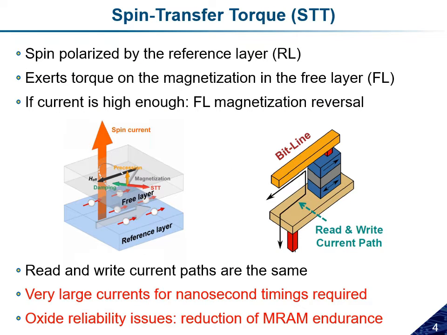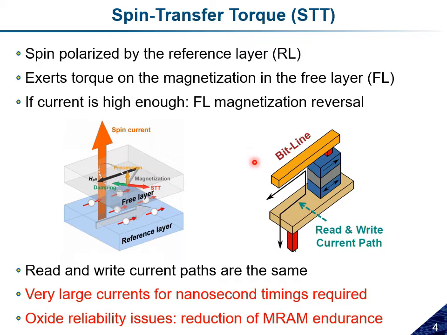In STT-MRAM, the switching is carried out by passing a current through the MTJ, as shown in this picture on the left, with the spins flowing from bottom to top. The spins get polarized in the reference layer, and upon entering the free layer, they are readily aligned with the magnetization there and exert a torque on the magnetization. If the current is high enough, this can lead to the magnetization reversal of the free layer.